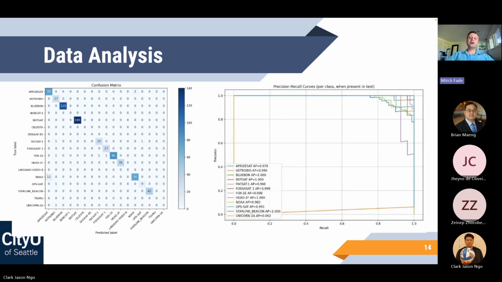And then we have the precision and recall curves with areas under the curves for these labels, and a confusion matrix where the true label usually matches the predicted label, indicated by the diagonal pattern in the confusion matrix, indicating good performance. Next slide.